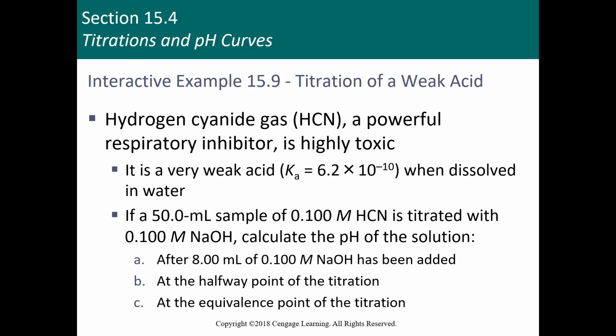So let's go ahead and try a problem so you can have a concrete example to use and think about. Hydrogen cyanide gas, HCN, is a powerful respiratory inhibitor. This is highly toxic. Interestingly enough, it smells really nice, actually. It smells kind of like a sweet almond smell.